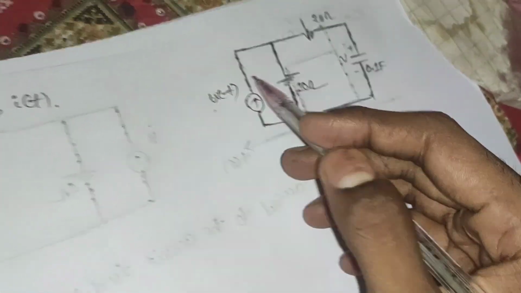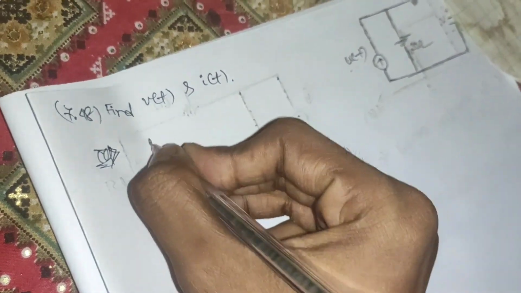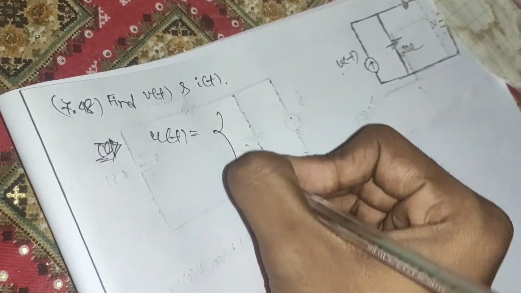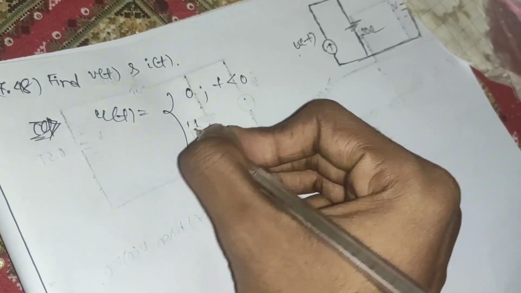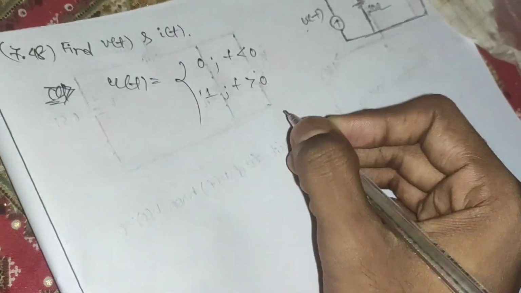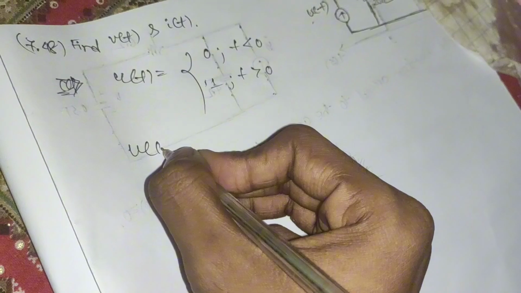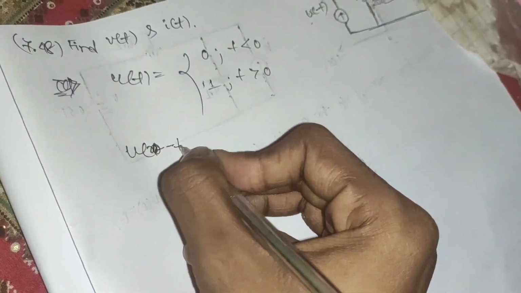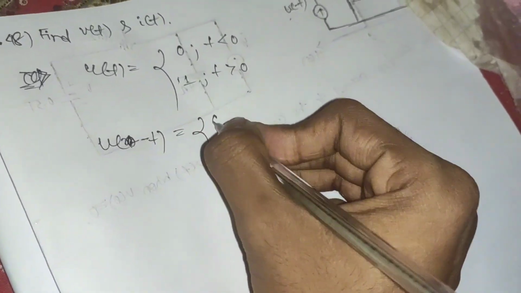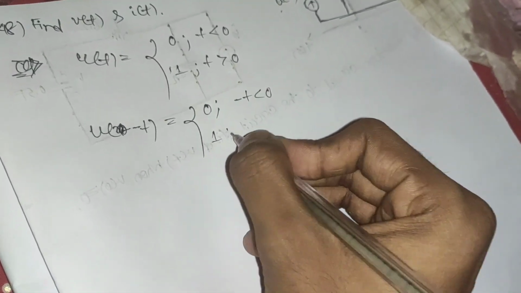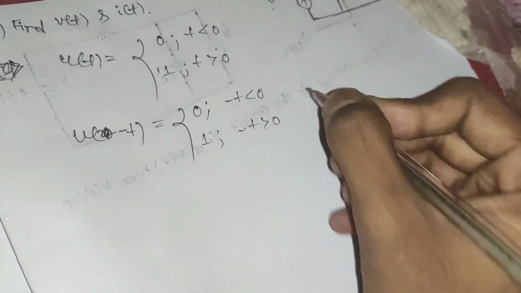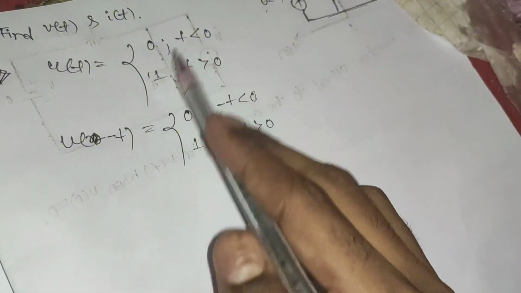As we know, the unit step function u(t) equals 0 for t less than 0, and 1 for t greater than 0, right? But if the singularity function is in u(-t) form, it will be 0 for -t less than 0, and 1 for -t greater than 0, right? Just replace t with -t.